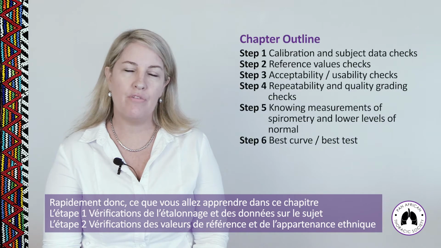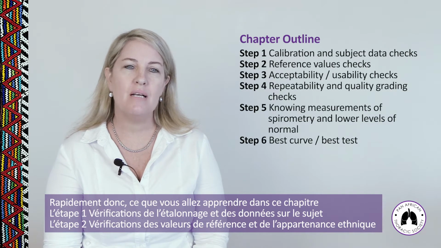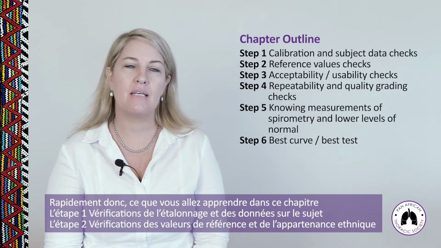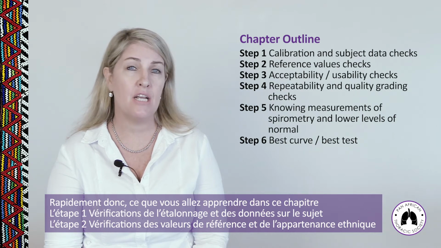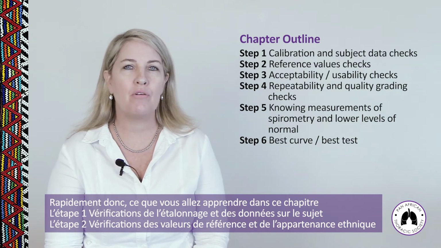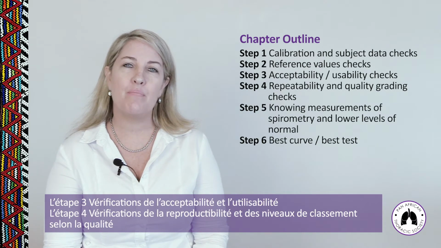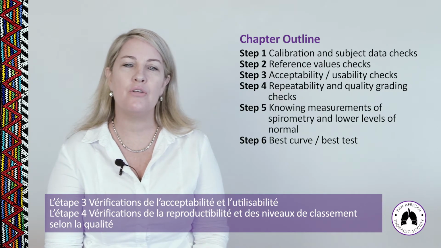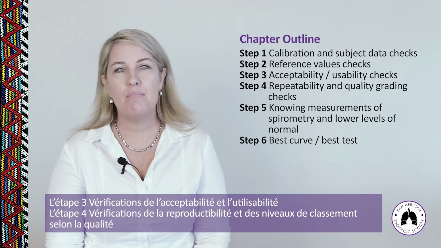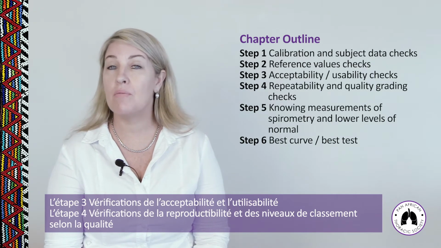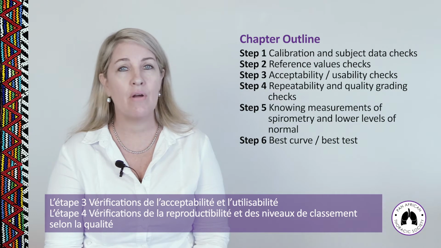So just a quick review of what you're going to learn in the chapter. You're going to learn step 1 about calibration and subject data checks. Step number 2 about reference values checks and ethnicity checks. Step 3, acceptability and usability checks. Step number 4 is about checking the repeatability and test quality grading.